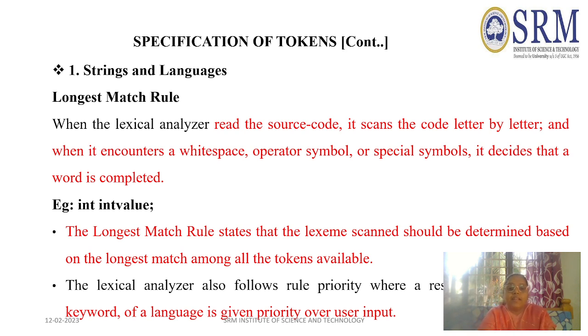So when the lexical analyzer reads the source code, it scans the code letter by letter, that is from left to right, one after the other, it reads the character. And when it happens to see a white space or an operator symbol or special symbol, it is telling you that it has identified a string. So usually how will you write a statement, say for example, how are you, how space r space you.